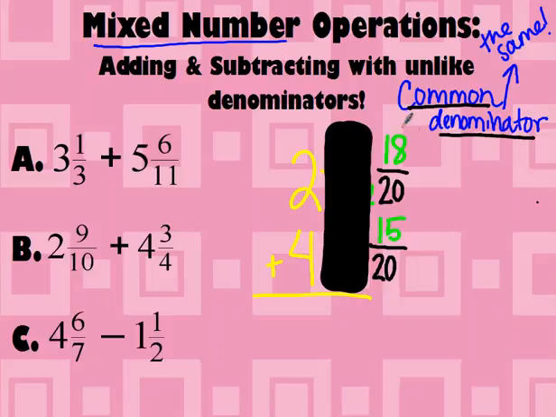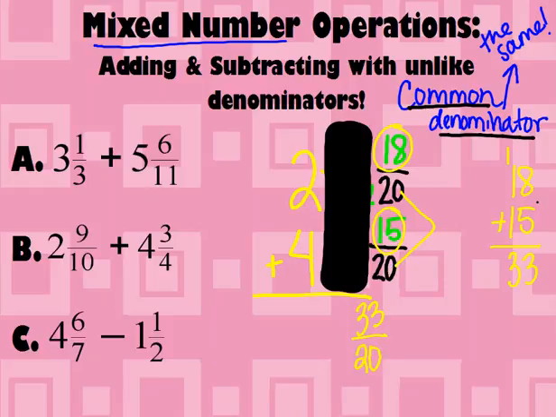So now I can add 18 and 15. 8 plus 5 is going to be 13, and then I get 3 here. So when I add 18 and 15, I get 33. And when I add fractions, I never, ever, ever add the denominators. I worked really hard for that denominator to be 20, so it is still going to be 20.